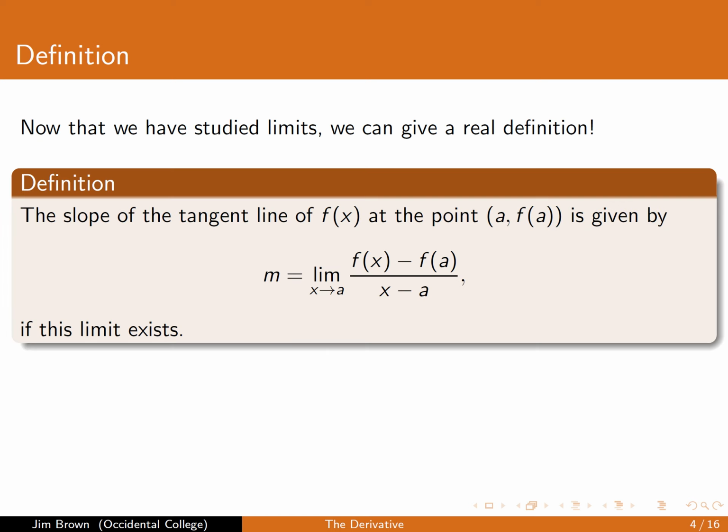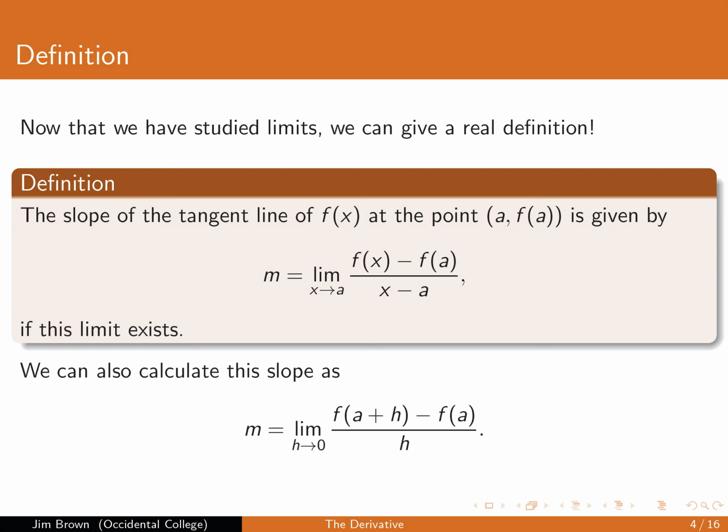So we say the slope of the tangent line of f of x at the point (a, f(a)) is given by the limit as x goes to a of f of x minus f of a over x minus a, if the limit exists. There will be cases when this limit doesn't exist, and then we don't have a slope of a tangent line there. Another thing to note is that this is the slope of the tangent line. Saying it's the slope of the function doesn't make any sense because there's no such thing other than the slope of the tangent line. So always make sure we're careful in saying it's the slope of the tangent line at (a, f(a)).